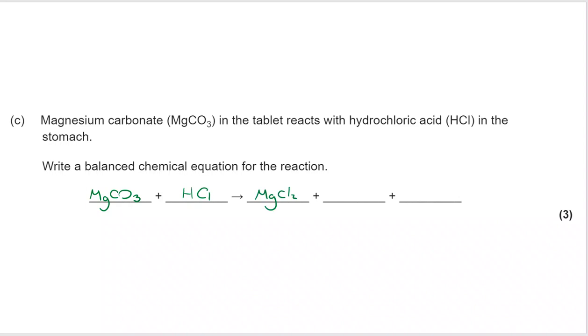And furthermore, you need to remember that when you react a metal carbonate with an acid, you make a salt, you make water, and you make carbon dioxide. All we've then got to do is balance it. I've got 1 Mg, 1 Mg, 1 C, 1 C, 3 O's, 3 O's, but I've got 1 H, 2 H's, so let's balance them, and I've got 2 Cl's, I've got 2 Cl's, I'm now balanced.